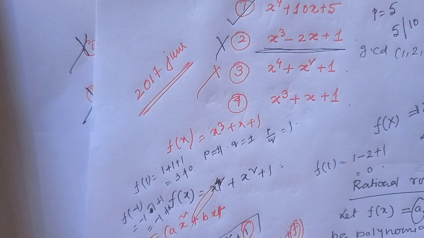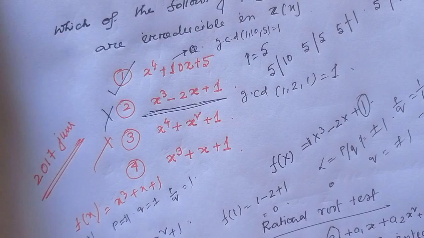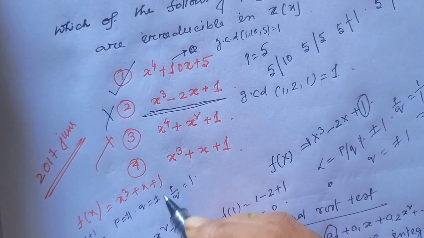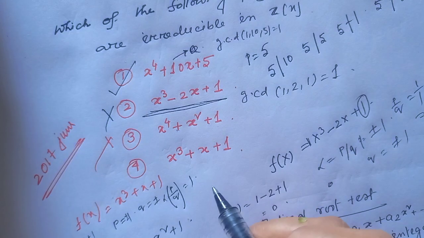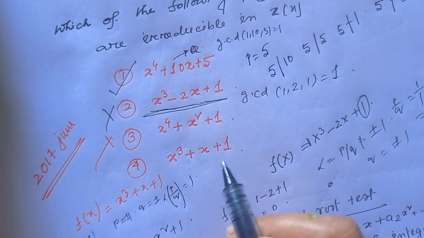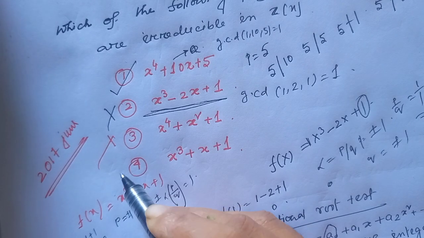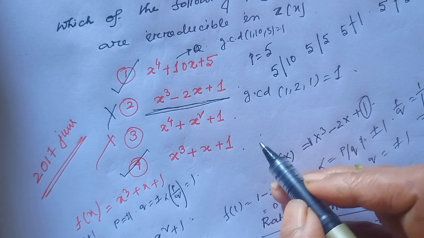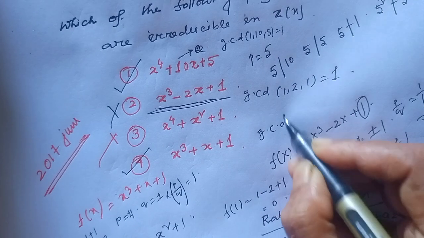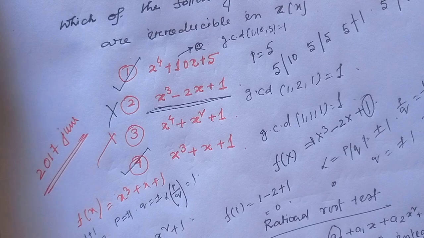So, since alpha = p/q, at these points the function has no root. So the polynomial x³ + x + 1 is irreducible in Q[x], since GCD of 1, 1, 1 equals 1. So this is irreducible in Z[x].